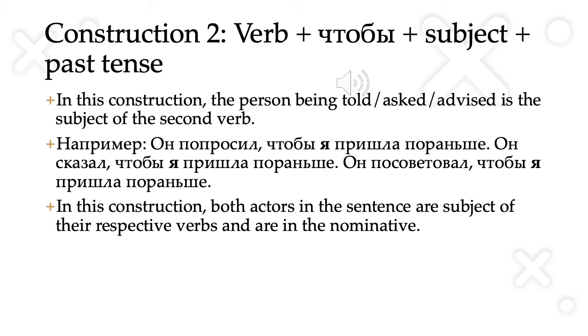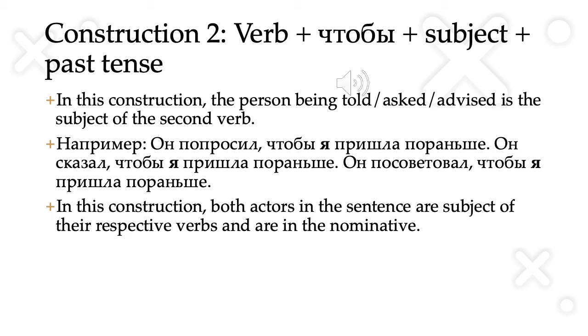Or we could say, Он сказал, чтобы я пришла пораньше. He told me to come earlier. The same thing. Two subjects, two clauses set off by a comma. Он посоветовал, чтобы я пришла пораньше. He advised me to come earlier.